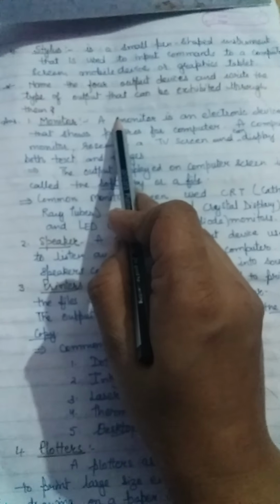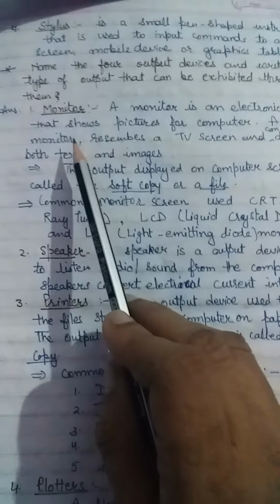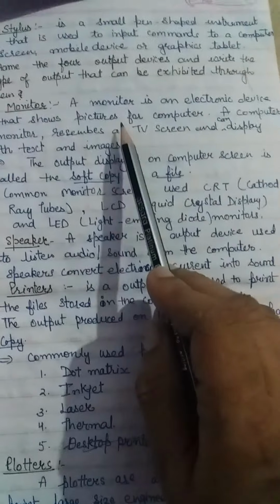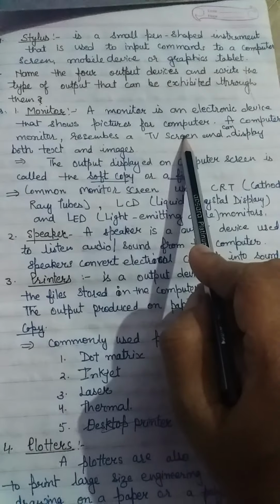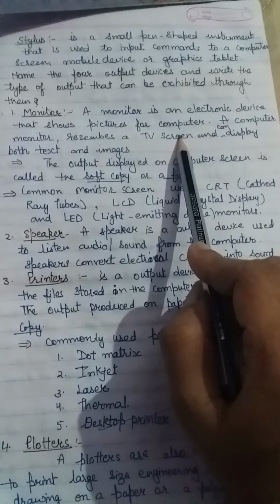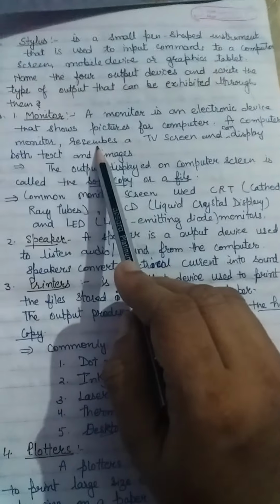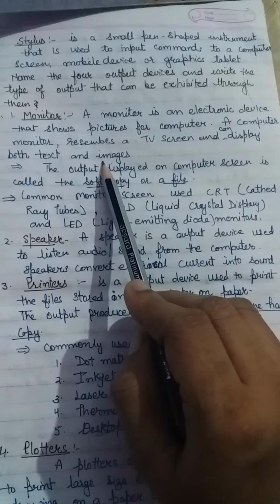Now the next part is the output device. We discuss output devices and write about the types of output, like a monitor. A monitor is an electronic device that shows the picture from the computer. It means any type of information is shown on your computer using a monitor. A monitor resembles a TV screen and can display both text and images.